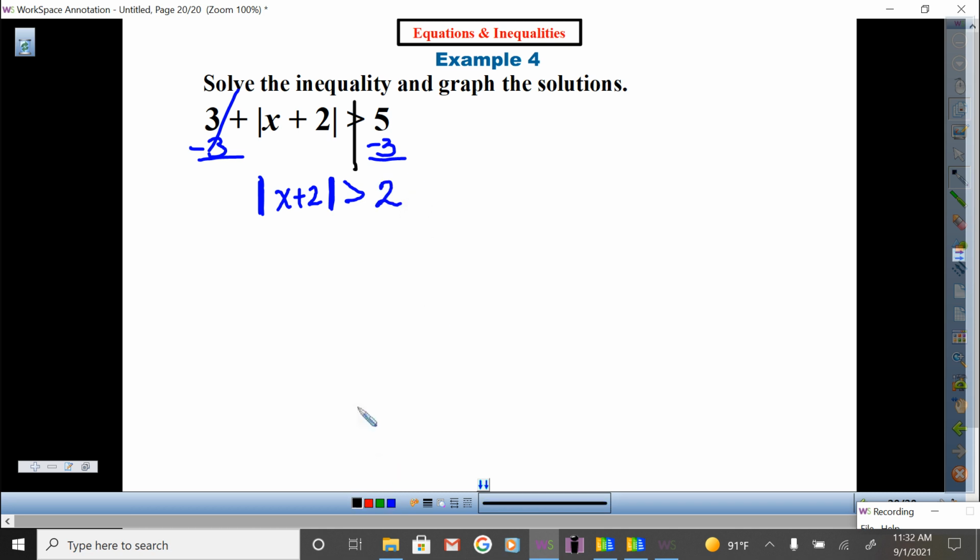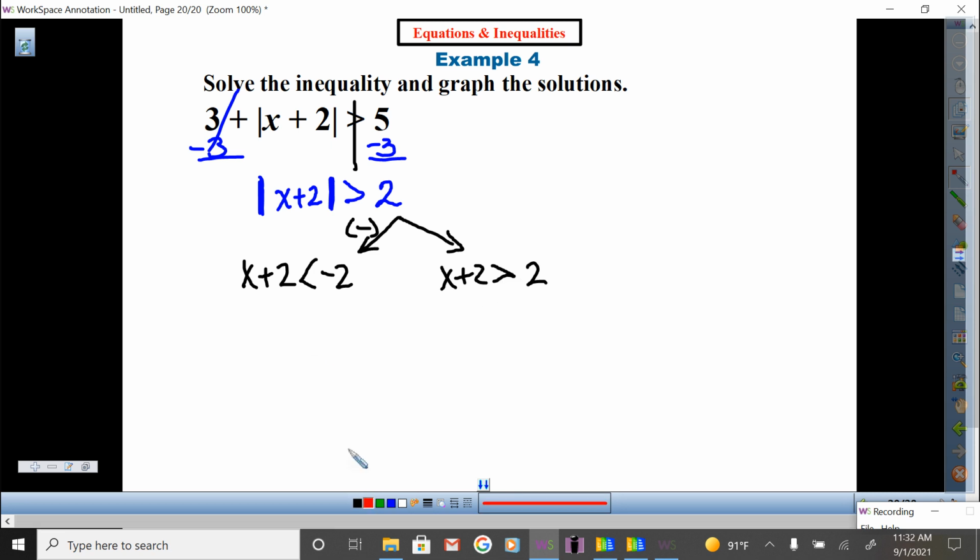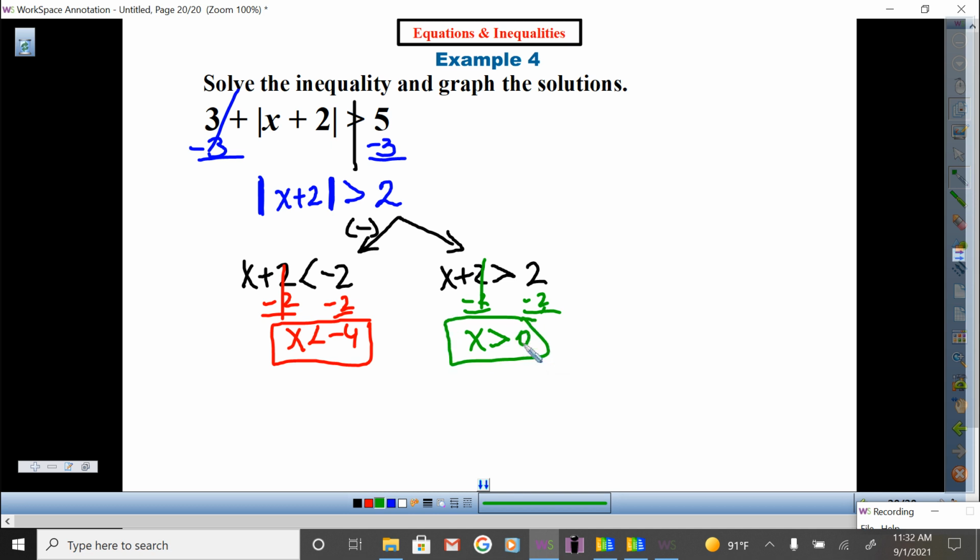We're good? Since the absolute value is by itself already, we write two inequalities, one for negative 2. We flip the inequality symbol and we write x plus 2. Don't forget about that. This is negative. One for positive 2, the inequality symbol stays the same, and then we write x plus 2. From there we solve each one, minus 2 minus 2, x less than negative 4. And look at this one, minus 2 minus 2, x greater than 0. Hands if you're up to there.